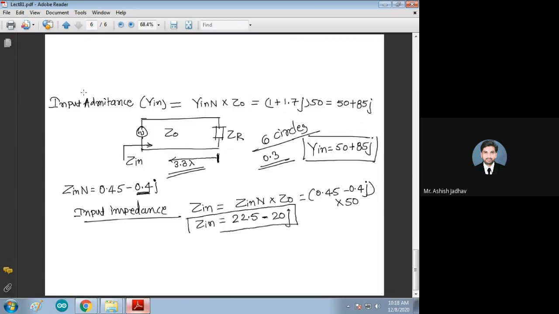सो इनपुट ऍडमिटन्स म्हणजे काय असतं, इनपुट ऍडमिटन्स इज नथिंग बट Yin नॉर्मलाइज्ड इंटू Y0. म्हणजेच जर तुम्ही याची नॉर्मलाइज्ड व्हॅल्यू कॅल्क्युलेट करायला गेला तर तुम्हाला Y0 नी मल्टिप्लाय करावं लागतं. फक्त तुम्हाला कॅल्क्युलेट काय करायचं आहे तर Yin नॉर्मलाइज्ड. आता Yin नॉर्मलाइज्ड कसा कॅल्क्युलेट करणार, तर परत स्मिथ चार्टवरती जायचं.